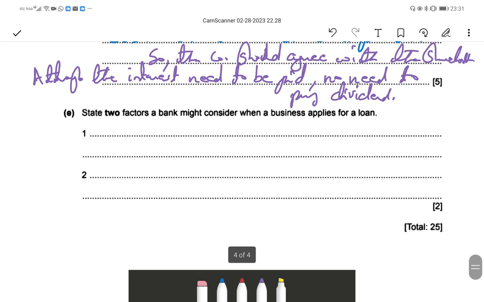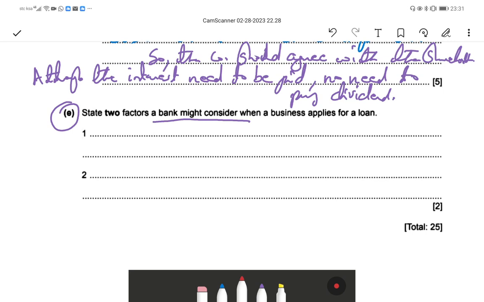Next, state two factors a bank might consider when a business applies for a loan. The business liability is limited. So what might the bank consider when the business applies for a loan? The business's ability to pay the interest, the profitability of the business, their cash flow, their statement of financial position, etc. So we can write any two.